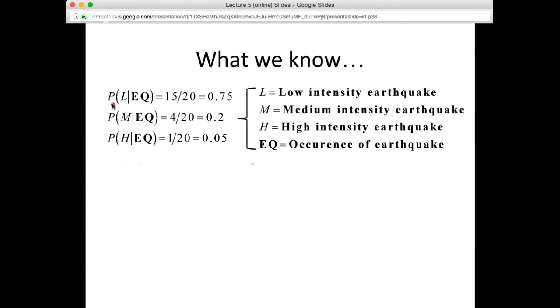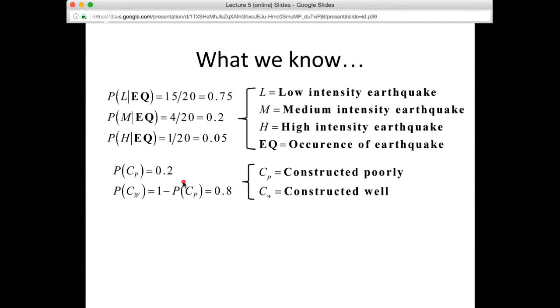And so the probability of a low intensity earthquake conditioned on an earthquake occurring is going to be 75%, medium conditioned on EQ, 20%, and high conditioned on EQ, 5%. Notice that these add up to 100%, which is good because they're mutually exclusive, right? And they're also collectively exhaustive because an earthquake of any form is divided into low, medium, and high.